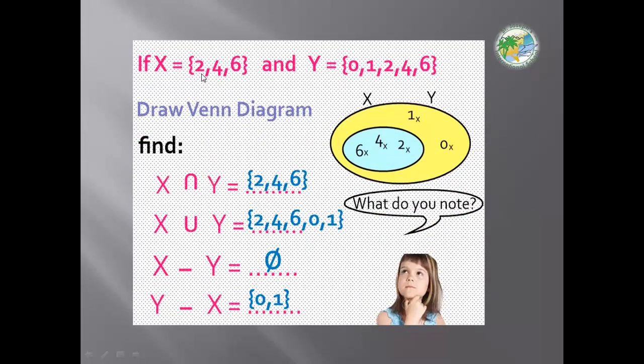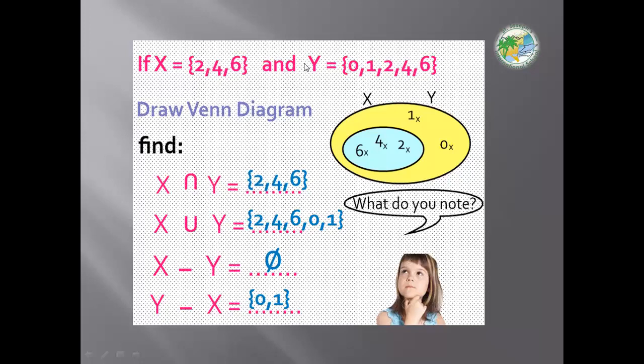If X equals {2, 4, 6} and Y equals {0, 1, 2, 4, 6}, draw the Venn diagram. Before drawing the Venn diagram, we should look at the two sets clearly. 2 is in both, 4 also, and 6 is also repeated. All the elements in X are inside the set Y.